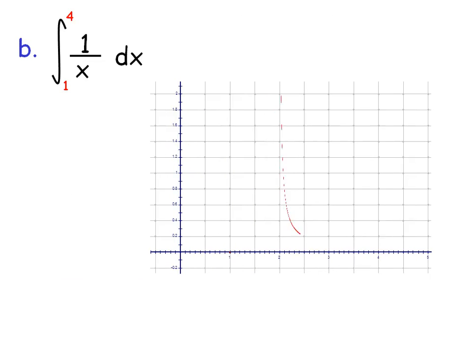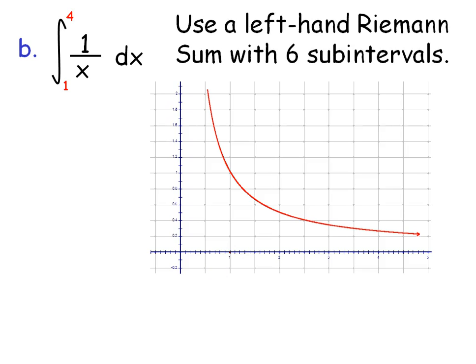Okay, let's take the same problem and estimate the area again. Now you notice the problem we just did was a right-hand Riemann sum on a decreasing function. The approximation that we just looked at would have been an overestimation of what the actual area would have been. Now this time let's use a left-hand Riemann sum with 6 subintervals.